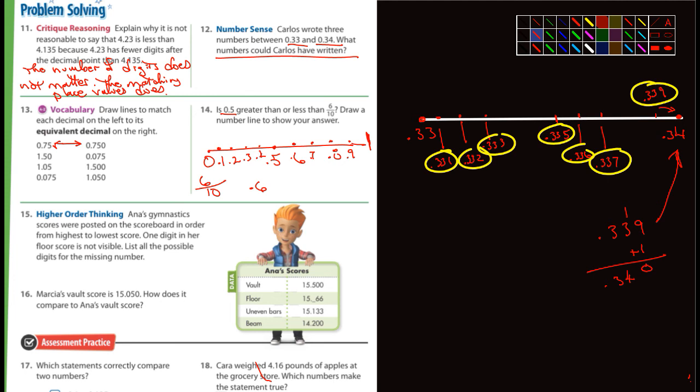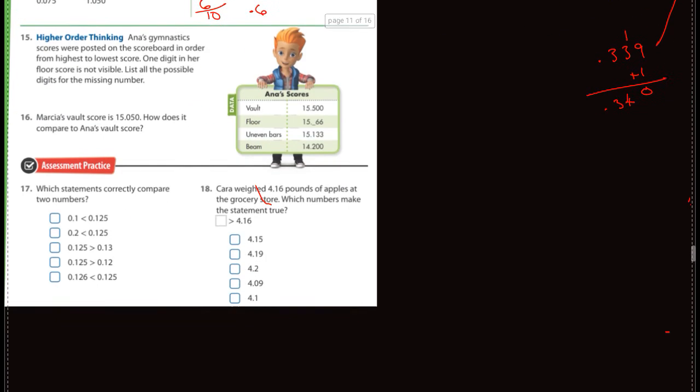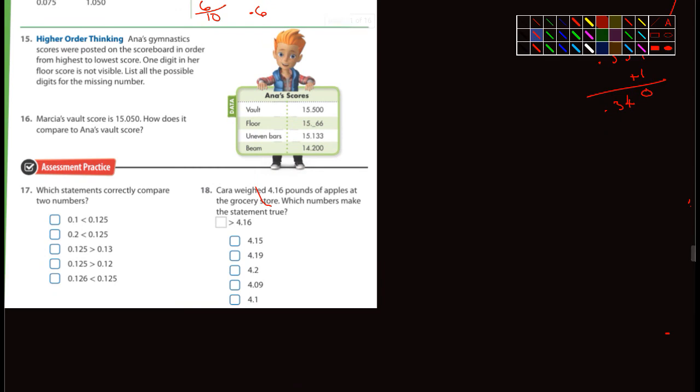Let me move this up a little bit. We're almost done. Trying to keep these under 20 minutes, or right around 20 minutes or less. I think you can compare those scores. Let's see here. 1, 2, 3, or 4. One digit in her floor score is not visible. List all the possible digits for the missing number.